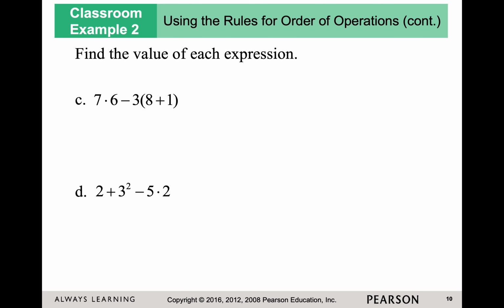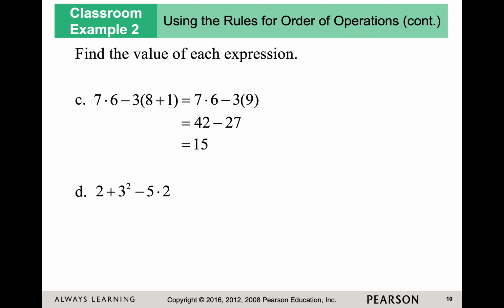I have to deal with the parentheses first. Then I'm going to do, no exponents, left to right multiplication. This is where that left to right becomes important because I'm going to do 7 times 6. Then I'm going to do 3 times 9. Then I'm going to complete the subtraction.